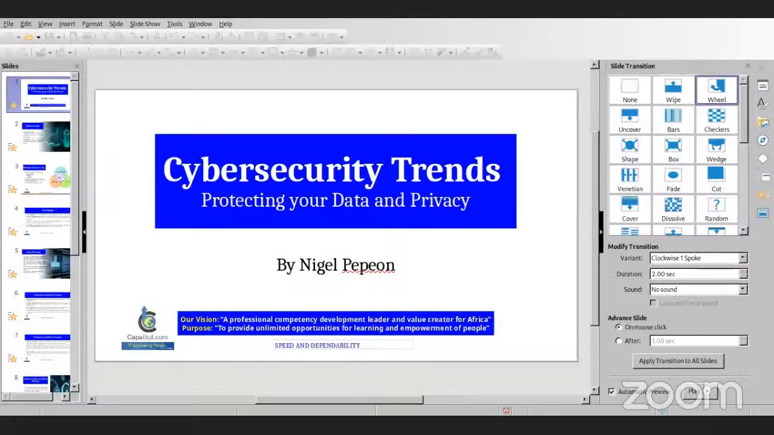So now, like I said, cybersecurity trends, protecting your data and privacy. So cybersecurity, what is it? This is a term that is usually thrown around. We just hear there's been a hack, there's been a breach, there's been this, there's been that all over the internet. But what exactly is cybersecurity? So this basically refers to any technology, measure, or practice for preventing cyber attacks or mitigating their impact.